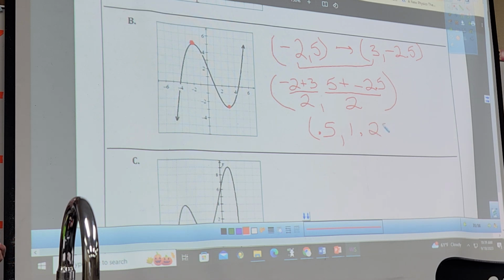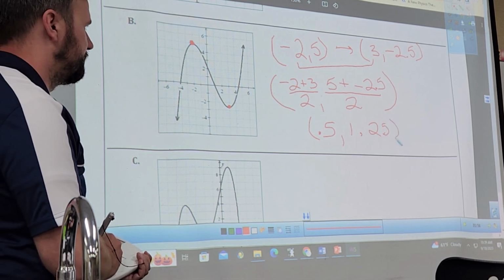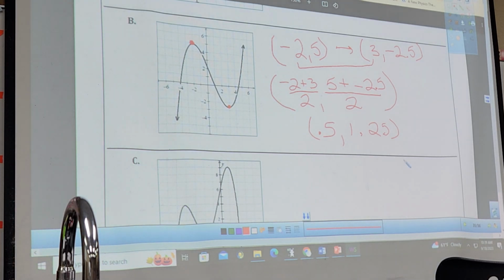To find a point of inflection? I don't think so. Does that look about right? 0.5, 1.25 would be about right. Oh, wait, hold on. Hold on, I can math. We'll be about there. Does that look good? Yeah, that looks great. Yep, that was rule 2.